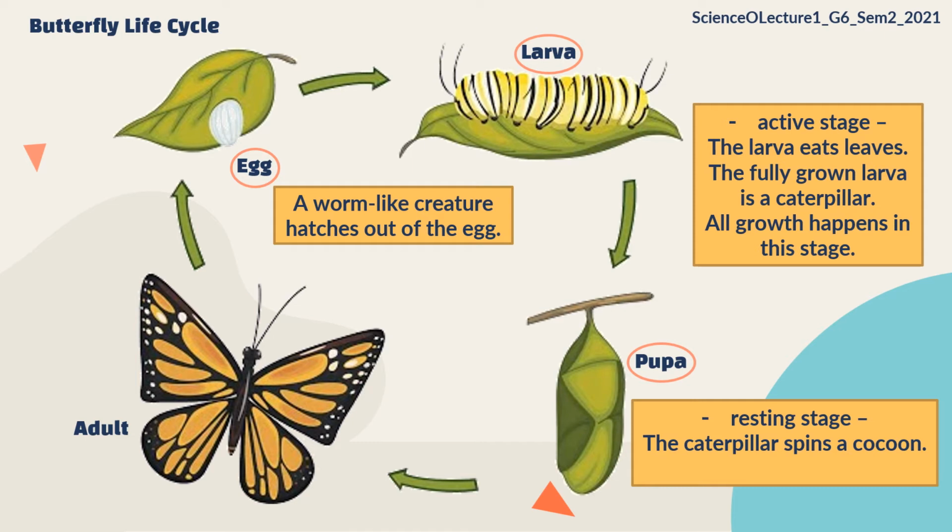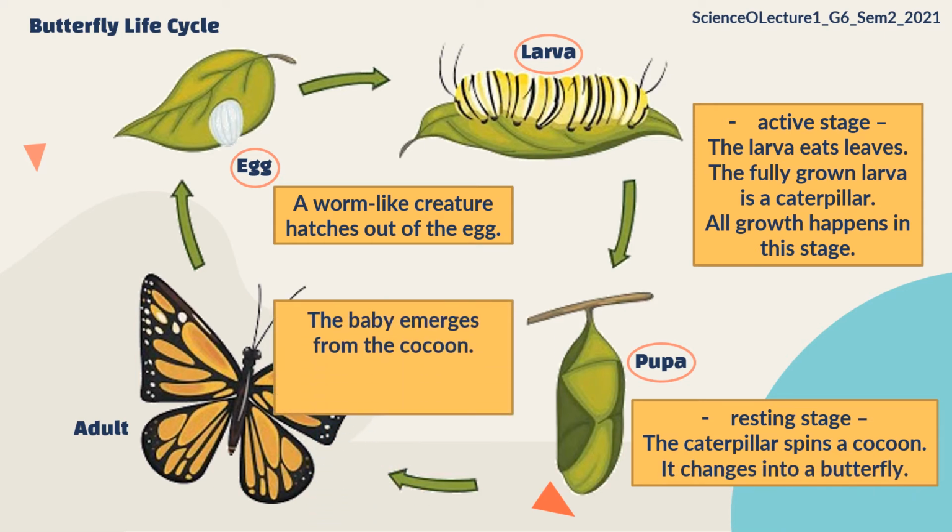sheds for the 5th and the last time. It loses its shape and turns into a butterfly. Then in the adult stage, the baby butterfly goes out of the pupa. So after the pupa is formed, the cocoon tears apart and it lets go a butterfly. Soon, the baby butterfly turns into an adult butterfly.